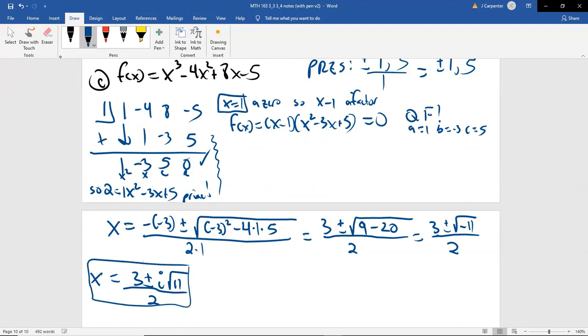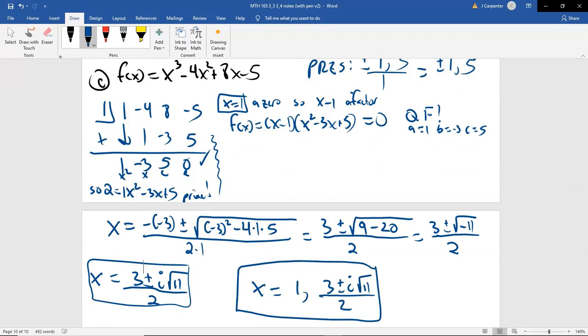x equals 1 was the first one. So there's the separated answers, but if you want to put them all together, that means you get x equals 1 comma, and then 3 plus or minus i square root of 11 over 2. In my math lab, once again, you'd have to go 3 plus i square root of 11 over 2, comma, 3 minus i square root of 11 over 2. Unless they've changed something in the code.